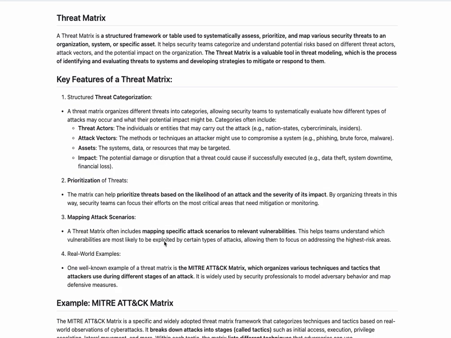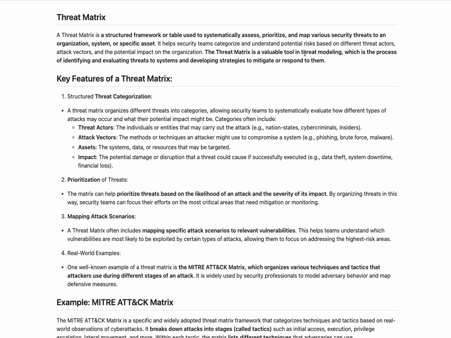A threat matrix is a structured framework or table used to systematically assess, prioritize, and map various security threats to an organization, system, or specific asset. It helps security teams categorize and understand potential risks based on different threat actors, attack vectors, and the potential impact on the organization. The threat matrix is a valuable tool in threat modeling, which is the process of identifying and evaluating threats to systems and developing strategies to mitigate or respond to them.